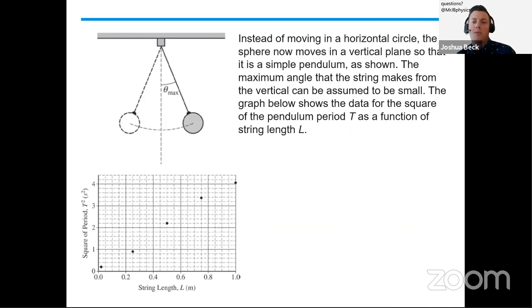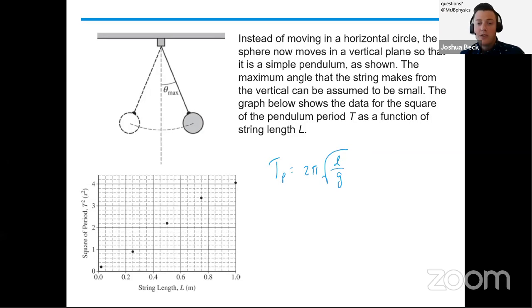All right, next part of our problem. I've retyped this so the format looks a little different, but the next part of the problem is that instead of moving on a horizontal circle, we put it on a vertical plane. We basically turn it into a simple pendulum. We keep theta max relatively small. That way our period of a pendulum equation is going to be valid. And then we create this graph. We change the lengths and we graph the square of the period.